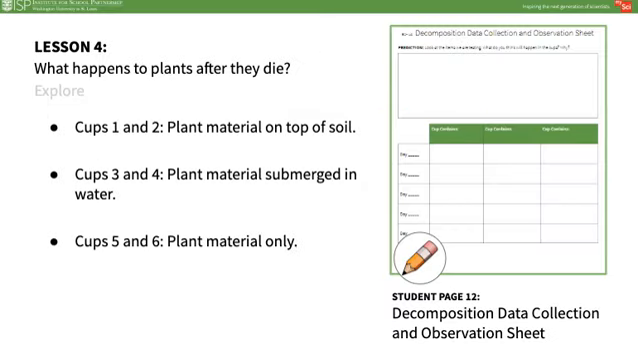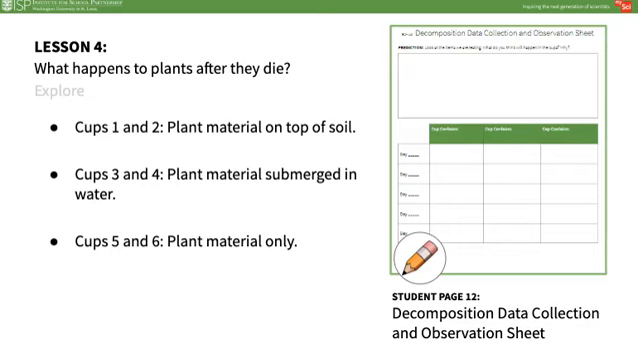Next, students should set up the experiment as follows. Cups 1 and 2 will contain plant matter on top of soil. Cups 3 and 4 will have plant matter submerged in water. And cups 5 and 6 will contain plant material only. When setting this up, make sure to put roughly the same amount and type of plant material in each cup.